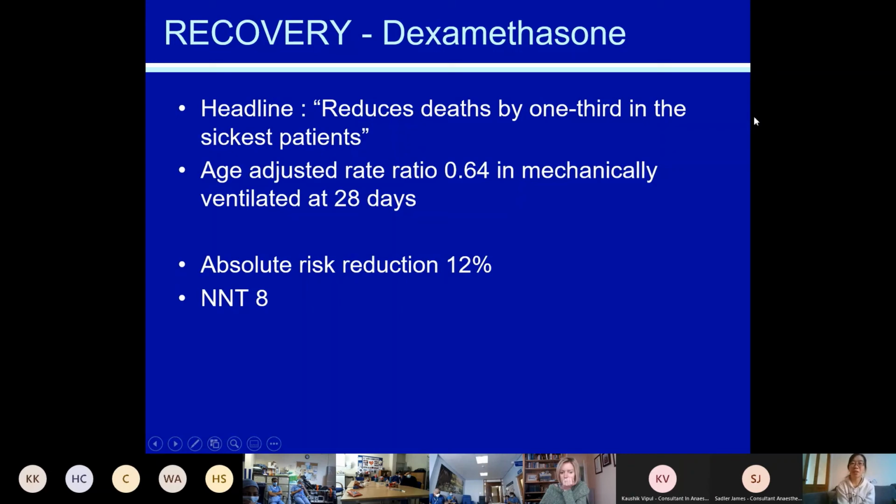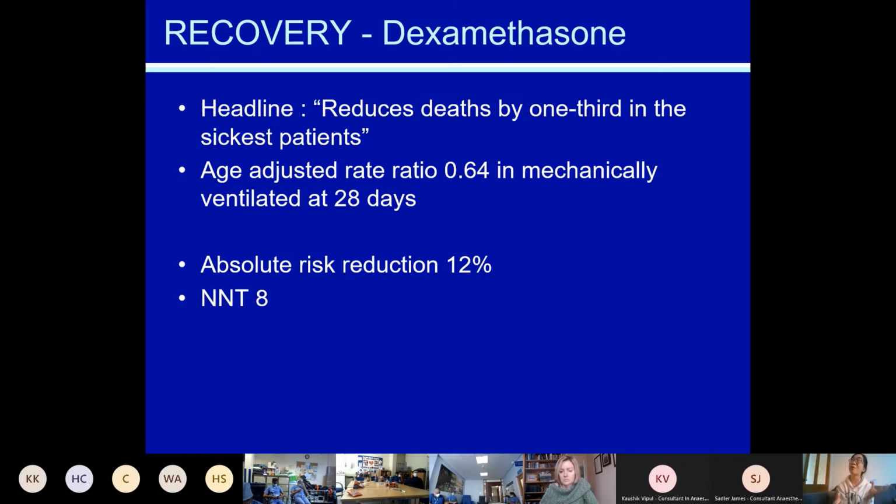And this is a statistical quirk that I reminded myself of, in that the headline of dexamethasone is that it reduces deaths by a third in the sickest of patients, which sounds amazing, and I can't underplay how important dexamethasone has been. It has been, but we do need to remind ourselves that the headline of a third is a rate ratio decrease of 0.64, which is the proportion of people who died divided by the proportion of people who didn't die.